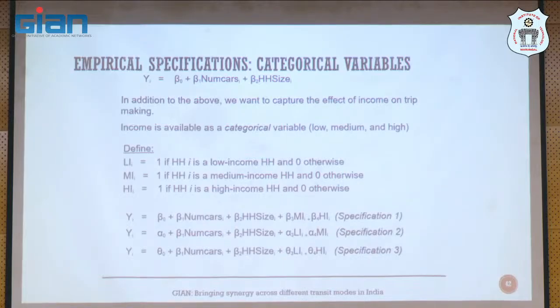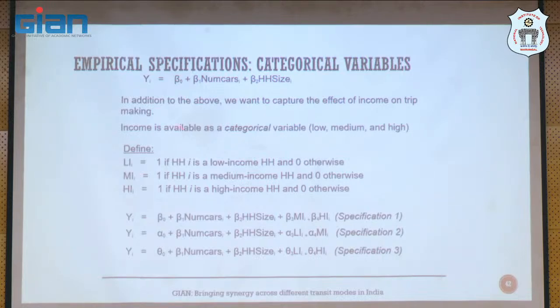So I'm talking about categorical variables here. We have household with number of cars and household size, and now I want to add the effect of income. And income is given as a 3 category variable: low income, medium income, and high income. Again, you have 3 levels, so we can only use 2 of those levels in your model. You cannot use all 3 of them because if you are not low income and not medium income, you have to be high income. So the 3 columns are dependent. So you can only take 2 independent columns from any 3 categories.